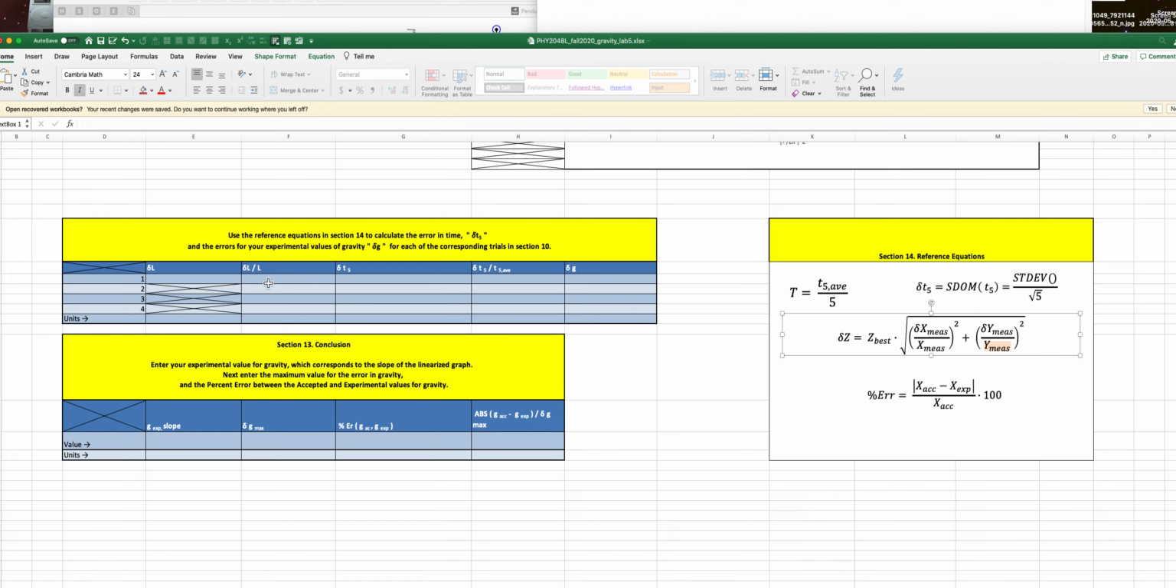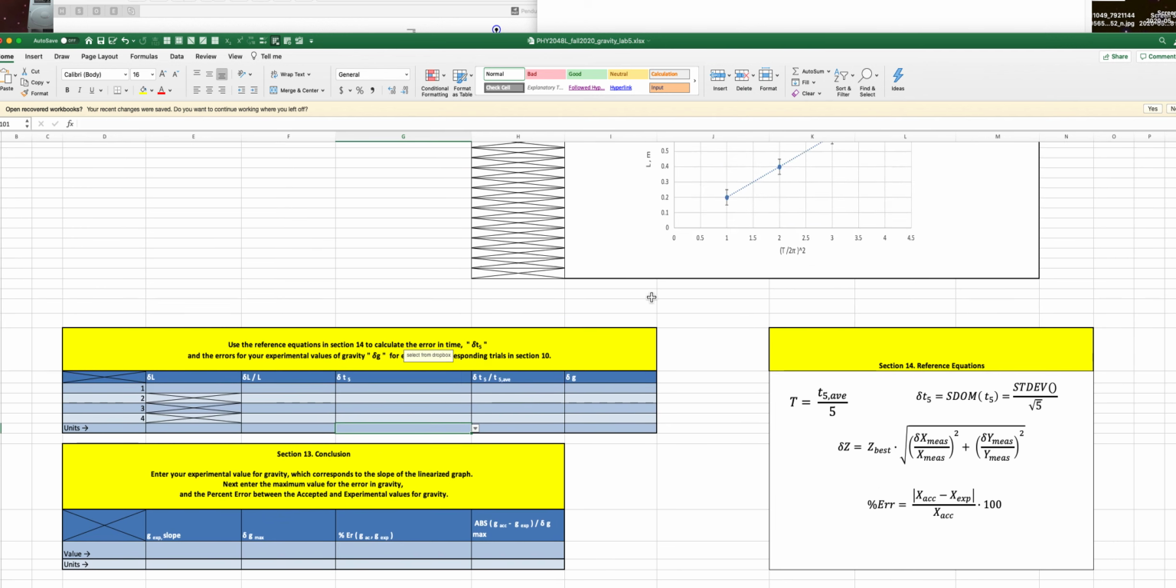And so here I have it broken up into pieces for you. So this column can represent this set of numbers. And this column here, sigma t over t, is going to represent this set of numbers here. And so to calculate the error for g, it's going to be your slope, your value for g, multiplied by the square root of this number squared plus that number squared. And that's going to be your error for gravity. And again, don't forget to enter the units for length and these ratios here.